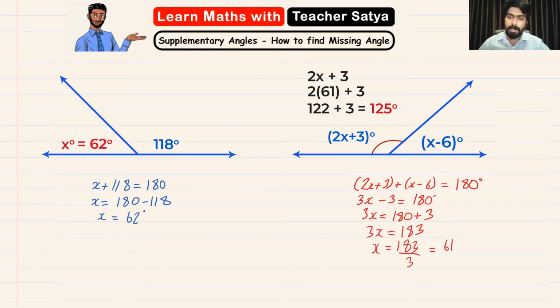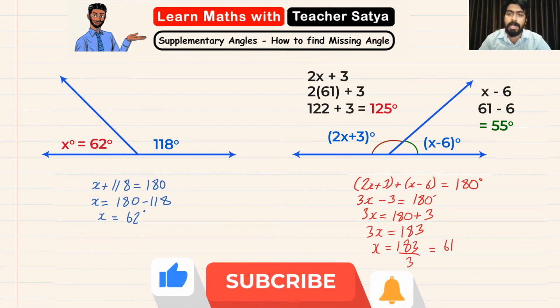Now let's go to the next one. This angle is x minus 6. So we have 61 minus 6, which will be equal to 55 degrees. So this angle right here is equal to 55 degrees. And if you take a look at it guys, 125 plus 55 will add up to 180 degrees. And that is what we mean by supplementary angles and how to find the missing angles from a supplementary angle question.